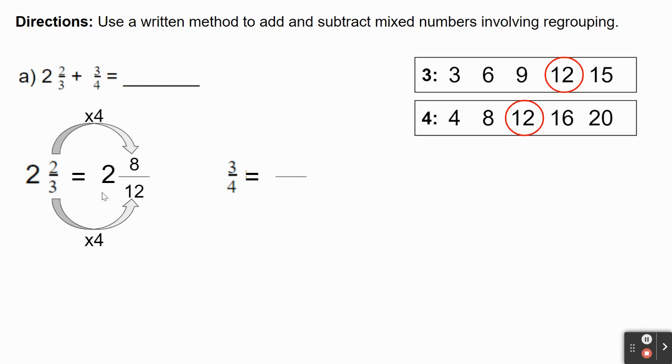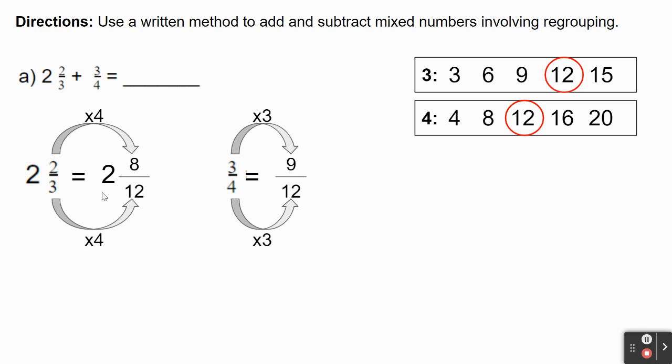Let's do the same for 3/4. We know the denominator is going to be 12. So let's ask ourselves, what do we multiply by 4 to get to 12? Well, 4 times 3 gets 12. So we're going to multiply the numerator by 3. We see that 3 times 3 equals 9. So 3/4 is equivalent to 9/12.